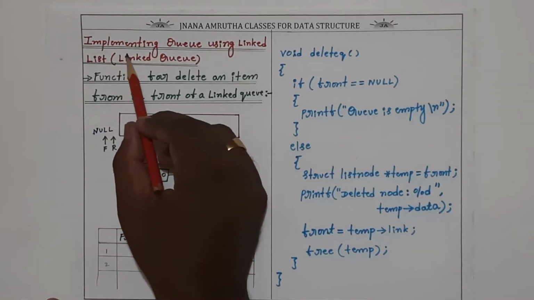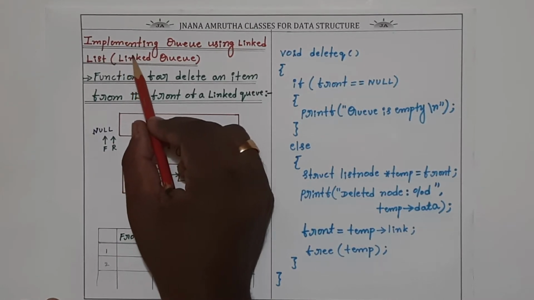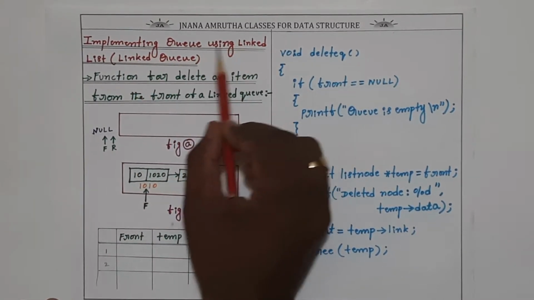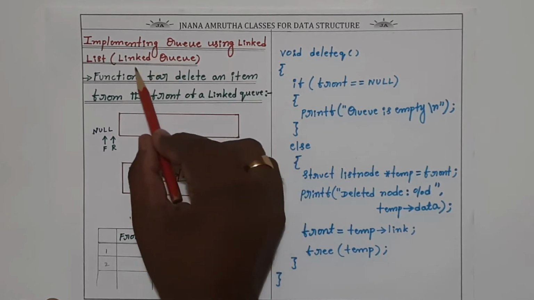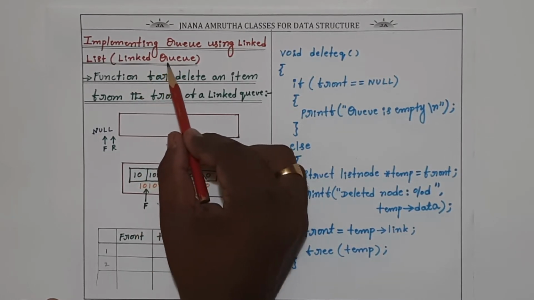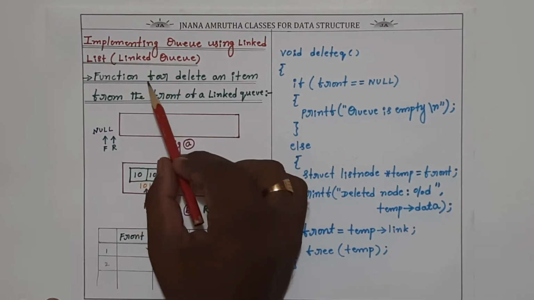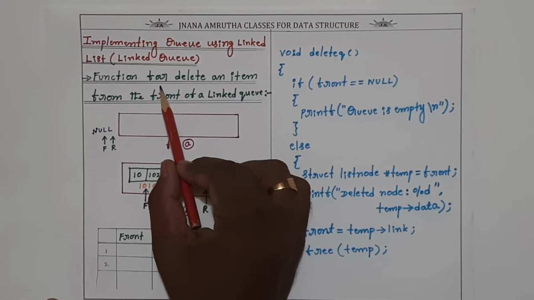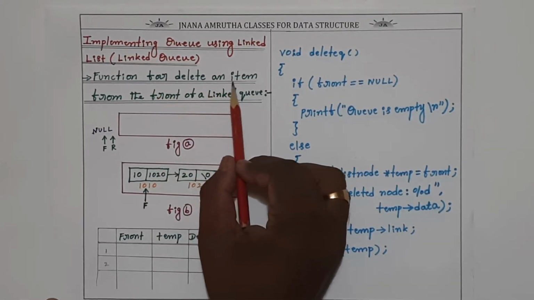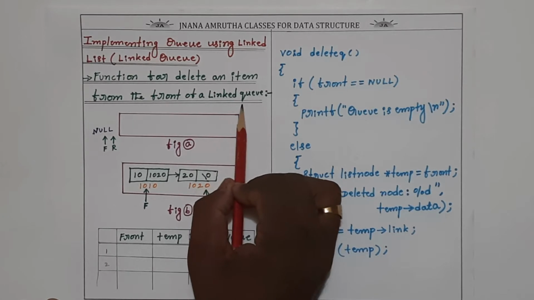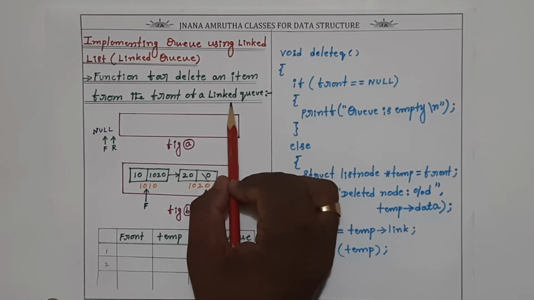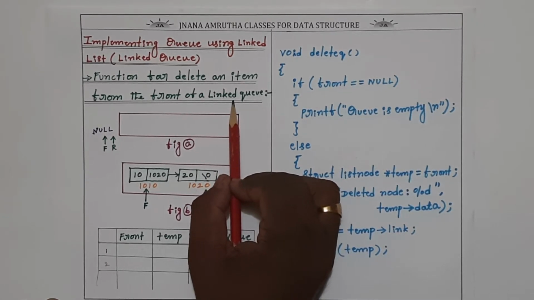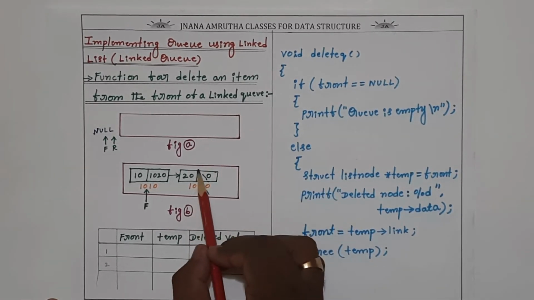Hi, hello friends. In this video, we are discussing implementing queue using linked list. Also, we can call it a linked queue. Here, mainly we are concentrating on the function for deleting an item from a linked queue. Before watching this video, please watch the function for inserting an item into a linked queue. That link is given in the description below.